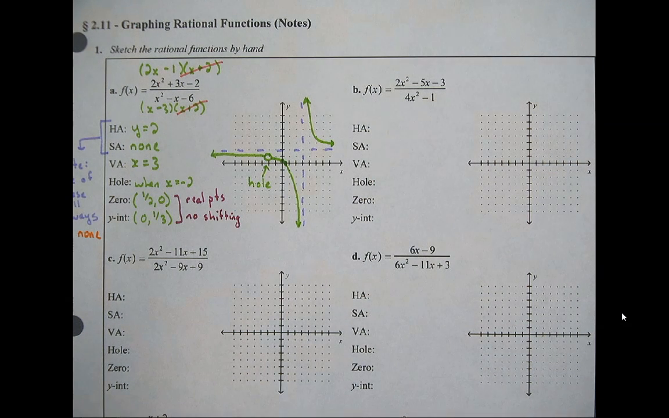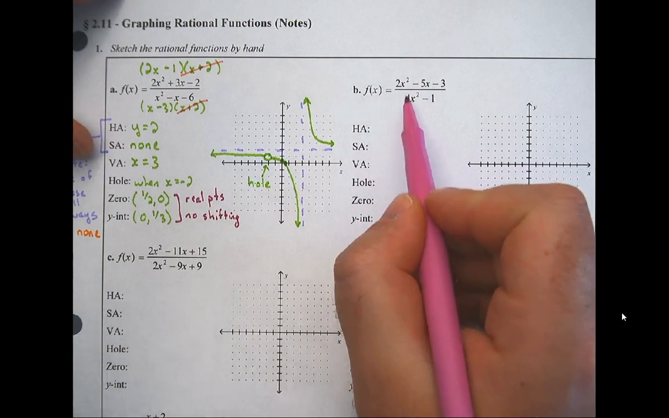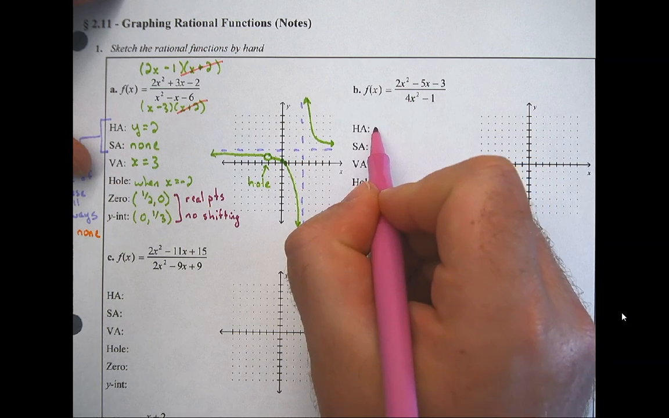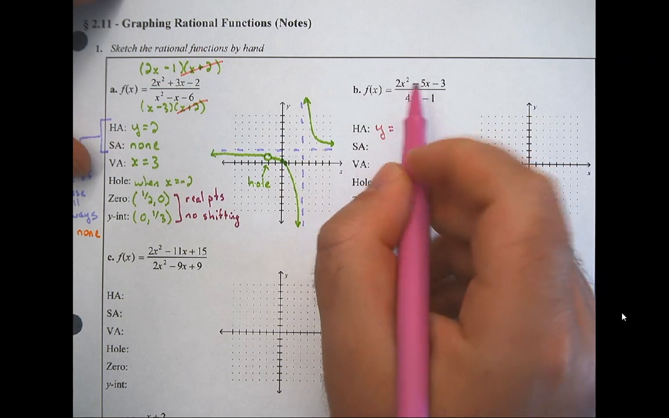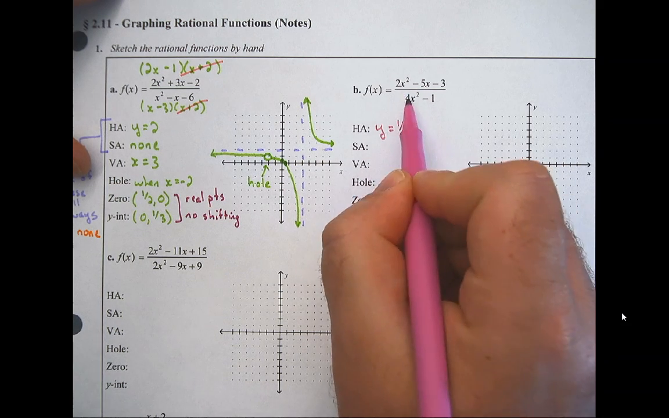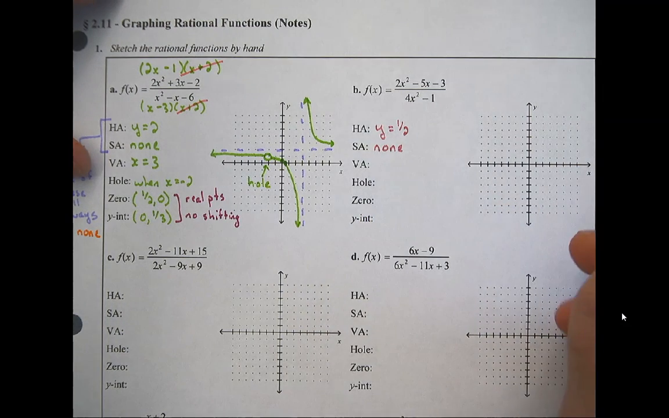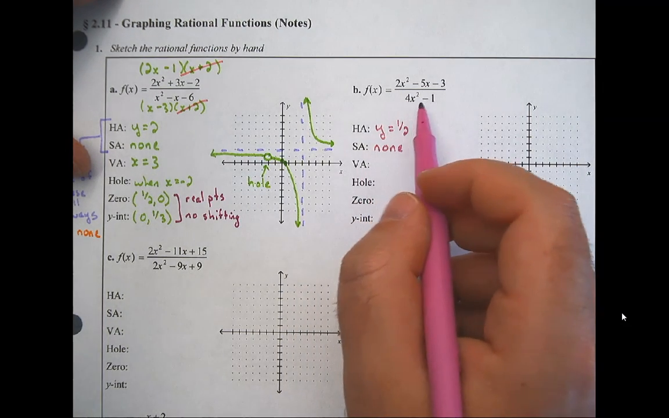So I'm going to start off by trying to analyze. HA, more x's on the top, bottom, or tie? It's a tie, so y equals the coefficient, 1/2. 2/4 is 1/2. If I have an HA, that means I do not have an SA. VA, things on the bottom that don't cancel.